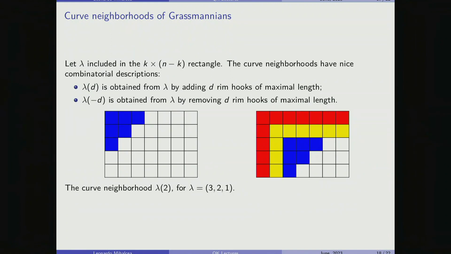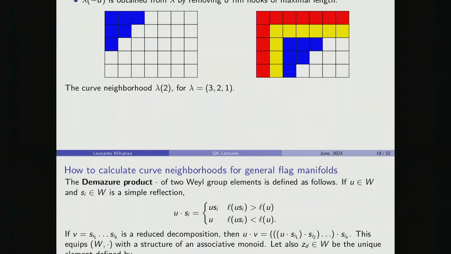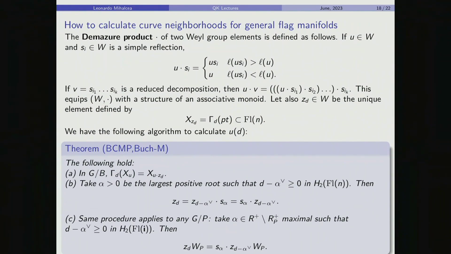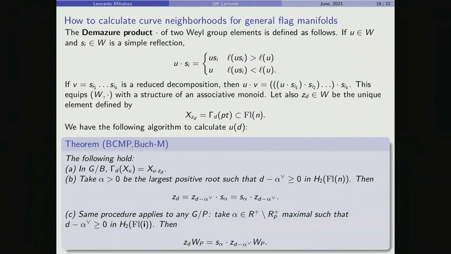And you can imagine what happens in general, right? And if I want to work in the codimension convention, I'm going to remove maximal rim hooks. And now I'm going to give you the general rule. So how do you calculate curve neighborhoods for general flag manifolds? There is a recursive procedure that says the following thing. So I'll say it and then I'll explain.